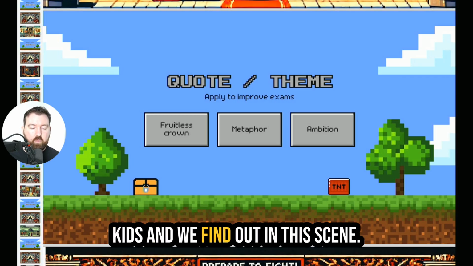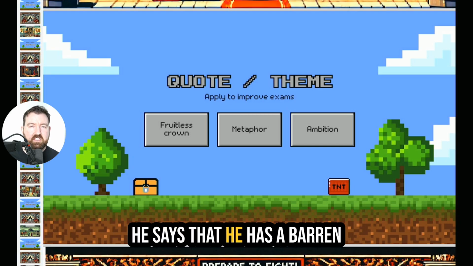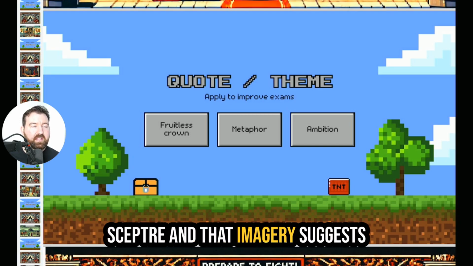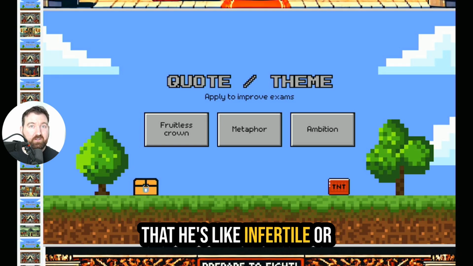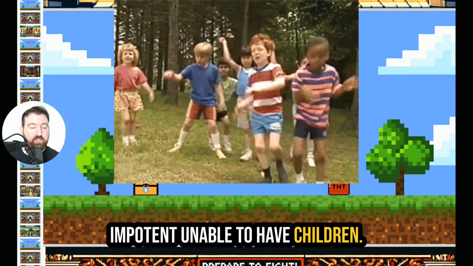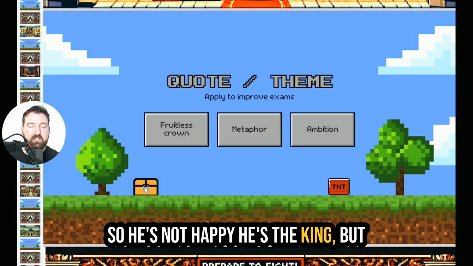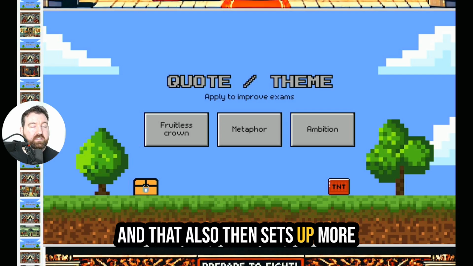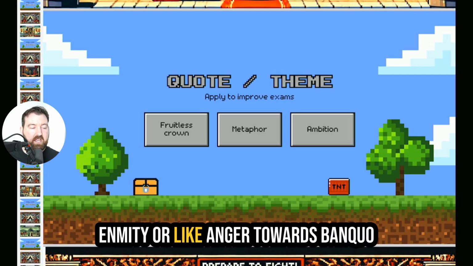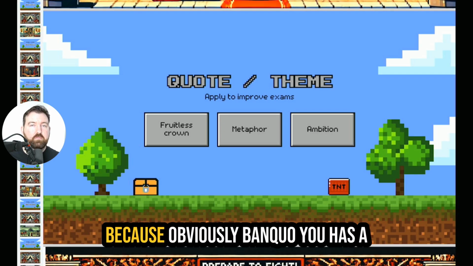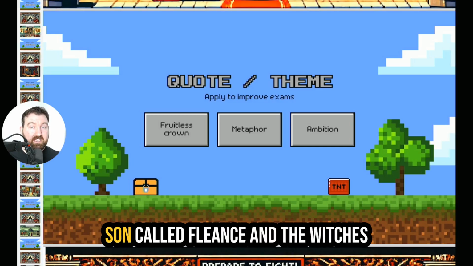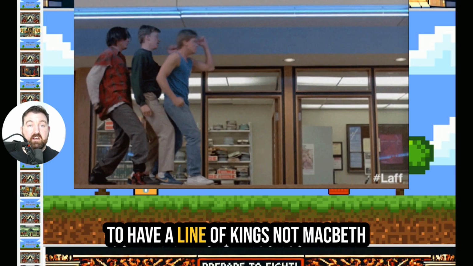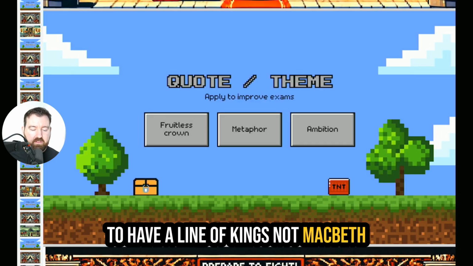And we find out in this scene, he says that he has a barren scepter, and that imagery suggests that he's like infertile or impotent, unable to have children. So he's not happy. He's the king, but he's not able to have a line of kings. And that also then sets up more enmity, or anger, towards Banquo, because obviously Banquo has a son called Fleance, and the witches prophesied that Banquo was going to have a line of kings, not Macbeth.